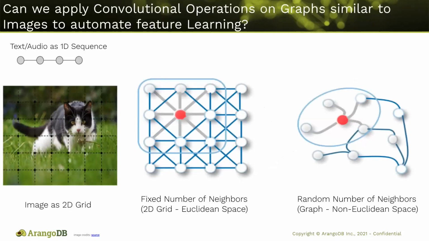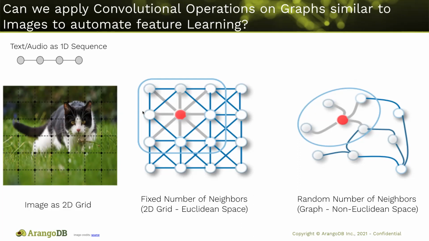This brings us to the next question: can we apply convolutional operations on graphs, similar to images, to automate feature learning? We know that convolutional neural networks are designed to operate on regular, fixed-size data structures, or you can say data structures which can be represented in Euclidean space. Let's understand this term regularity in data structure with the help of this cat image. Images can be seen as a special type of graph known as the grid graph.